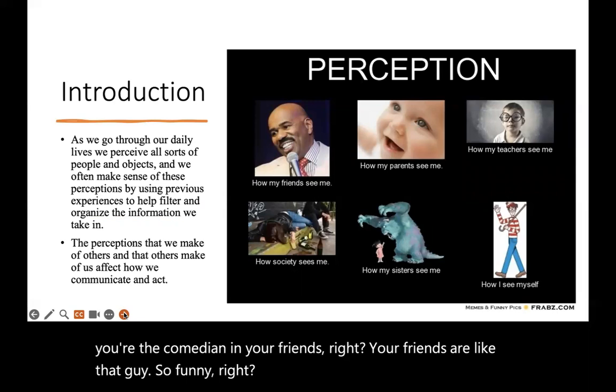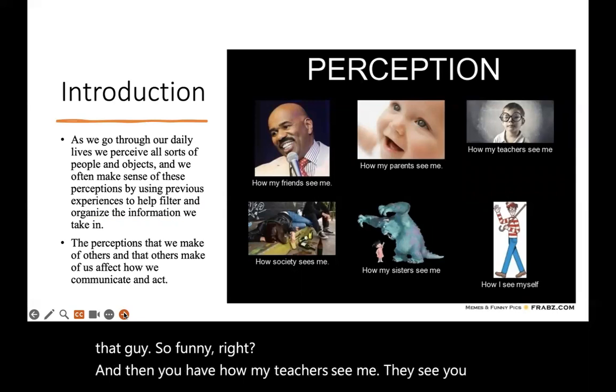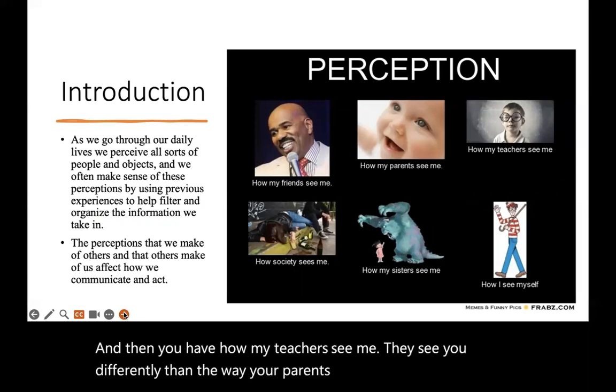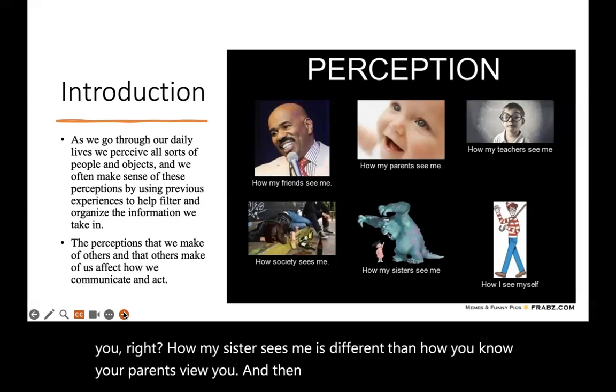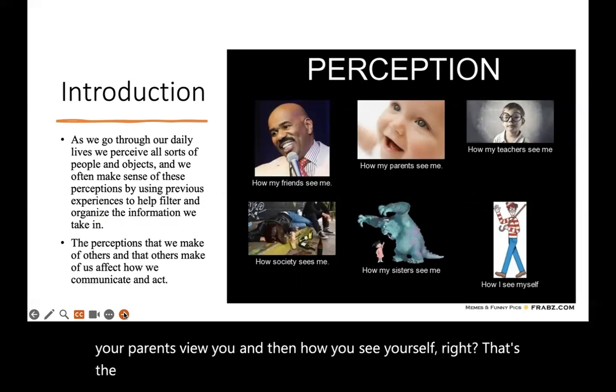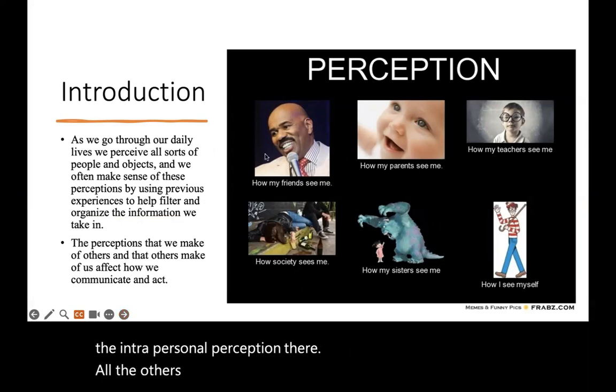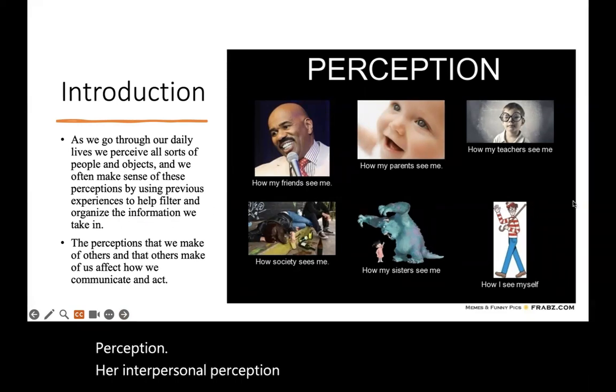And then you have how my teachers see me. They see you differently than the way your parents see you or your friends see you, right? How my sister sees me is different than how your parents view you. And then how you see yourself, right? That's the intrapersonal perception there. All the others are interpersonal perception. And how I see myself is my intrapersonal perception.